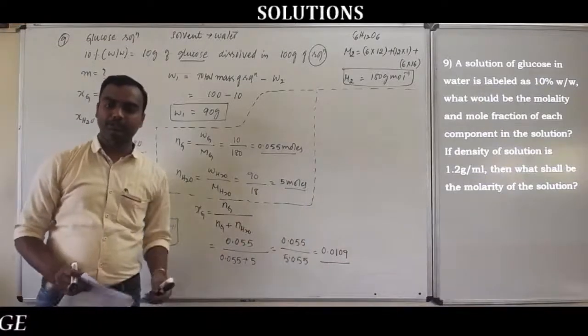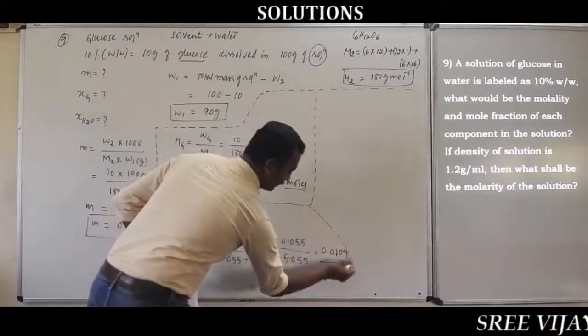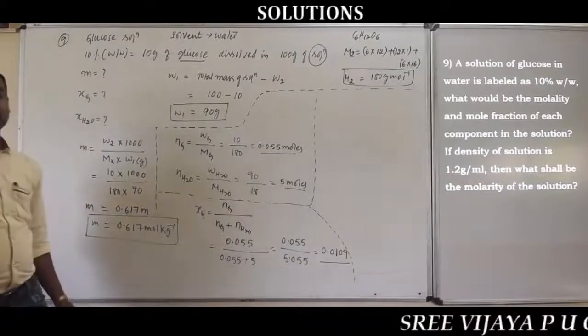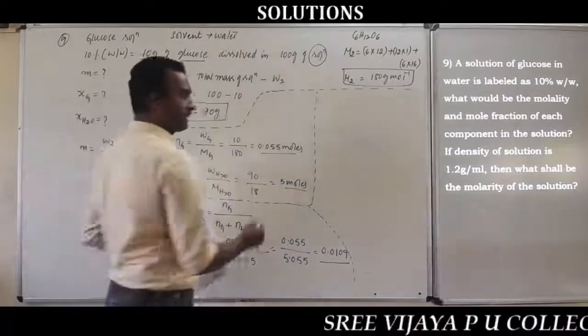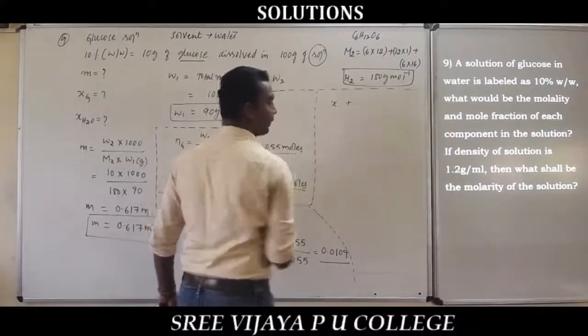Mole fraction has no unit, so the mole fraction is found. Once you know the mole fraction of one component, you can easily calculate the mole fraction of the other component by using the formula: the sum of the mole fractions of all the components.